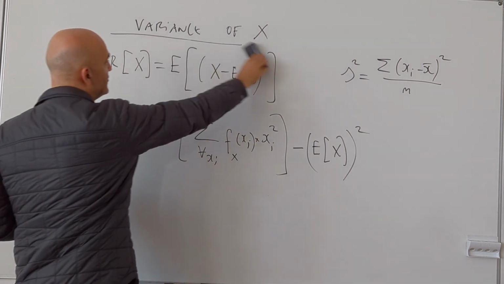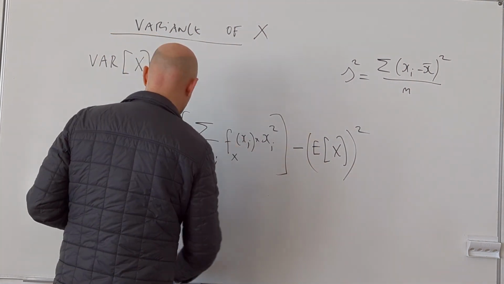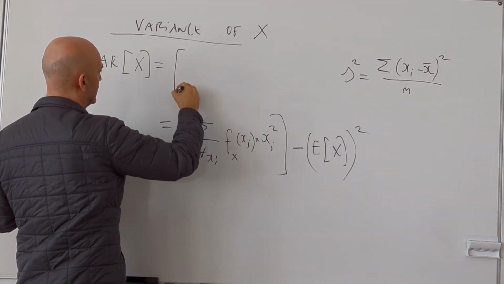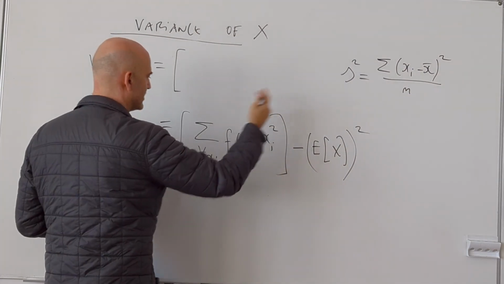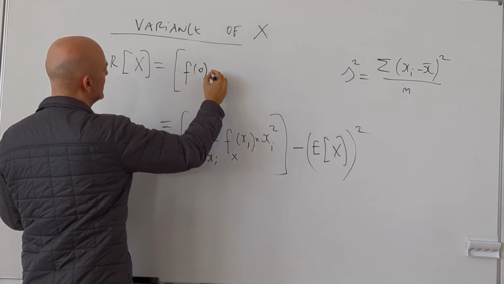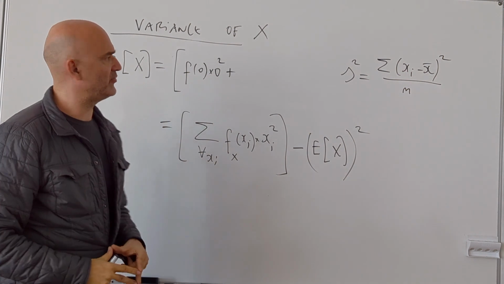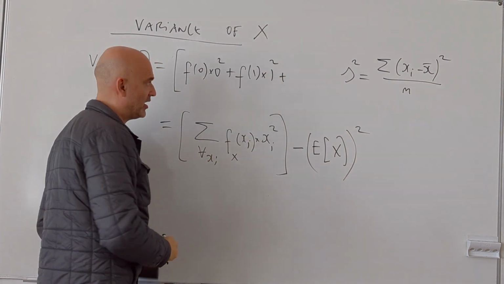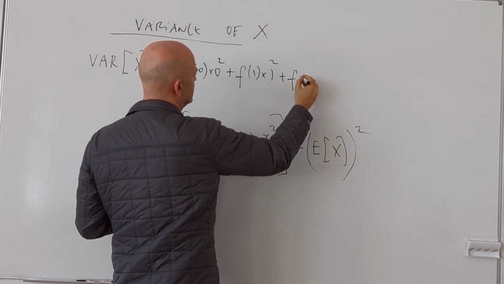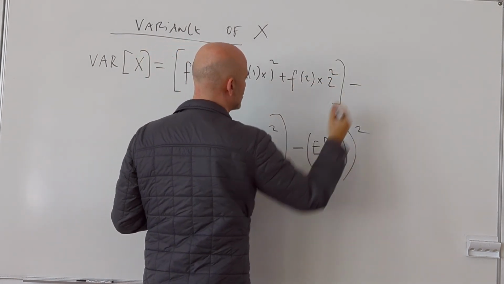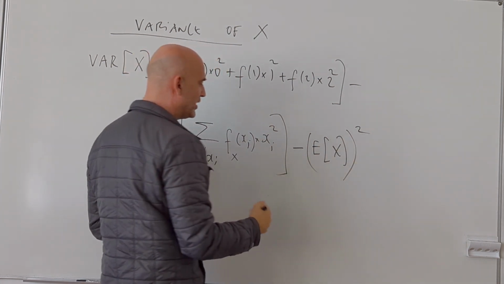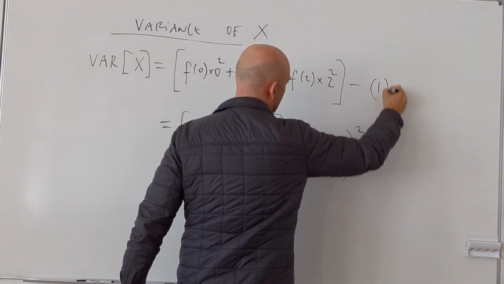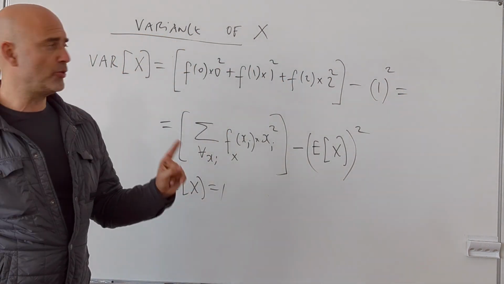So I will put now here the definition of variance, and I will calculate using these two expressions. So I need to do the sum of what? Products between probabilities and values squared. So first value is 0, so I'll put probability of 0 times 0 squared. Second possible value is 1, so I put probability of 1 times 1 squared. And the last possible value is 2. I put here probability of 2 times 2 squared. And now I subtract what? Expected value squared. We already have calculated the expected value equal to 1. So here I will put 1 squared. And if you do all these calculations, you will get 0.5.